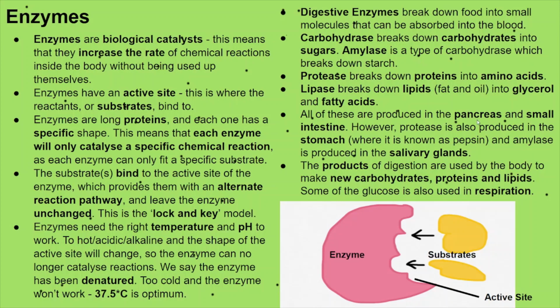All of them are produced in the pancreas and the small intestine, as the small intestine is where this digestion happens. But protease is also produced in the stomach, which we'll look at in a second, and amylase is produced in the salivary glands. And another important thing, the products of digestion are used by the body to make new carbohydrates, proteins, and lipids. Some of the glucose is also used in respiration.